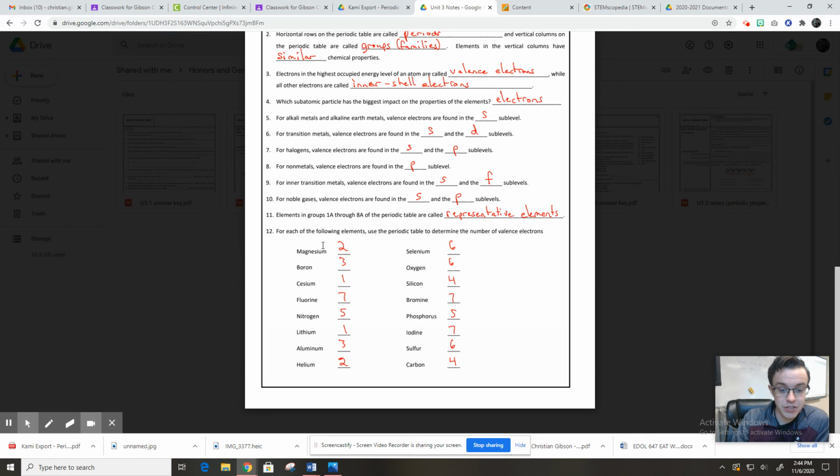So for example, magnesium is in group 2A, so it's got 2 valence electrons. Boron's in 3A, so it's got 3. Cesium's in 1A, so it's got 1. And you can see the correct answers here. If you got any of these wrong, make sure you go back to the periodic table and you can tell, okay, oxygen is in group 6A, therefore, it has 6 valence electrons, okay?